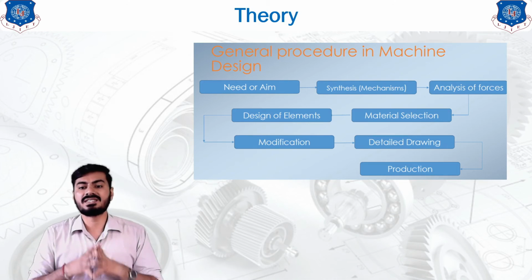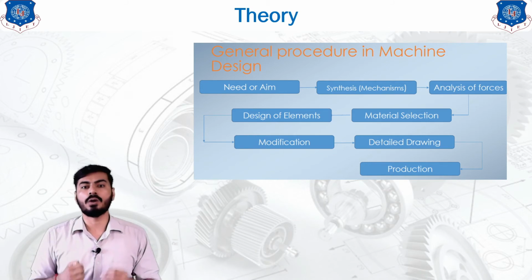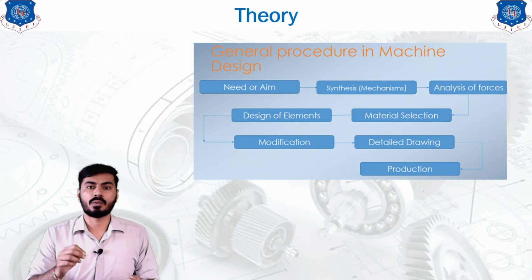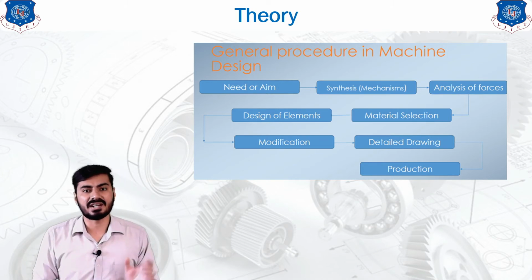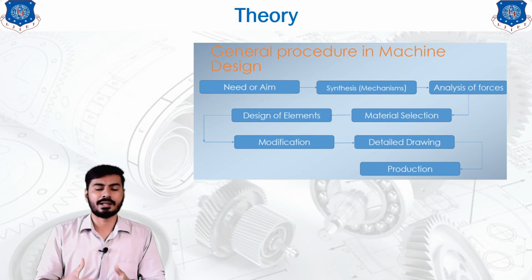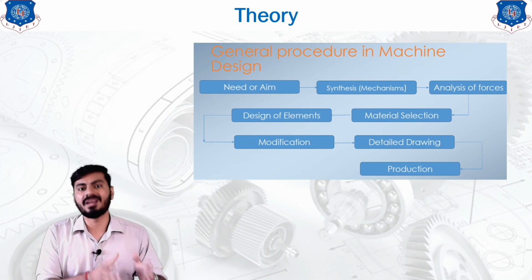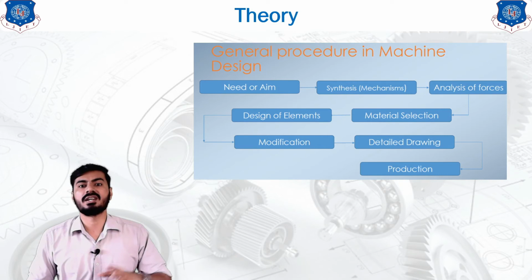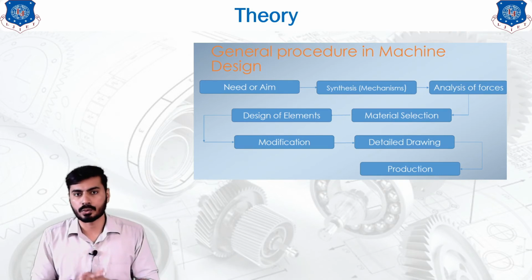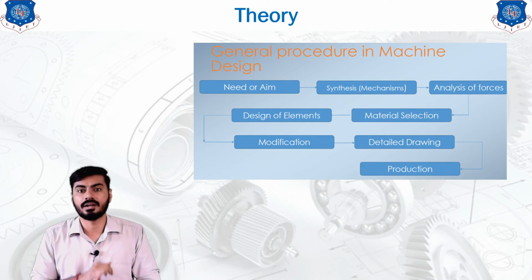Now at step number 7, we will draw a detailed drawing of each and every modified and final component, so that we can provide that detailed diagram with each and every dimension to the production department. And as soon as you provide that detailed drawing to the production department, the final step of the design procedure is the production of those components and assembling those components in order to complete the design.